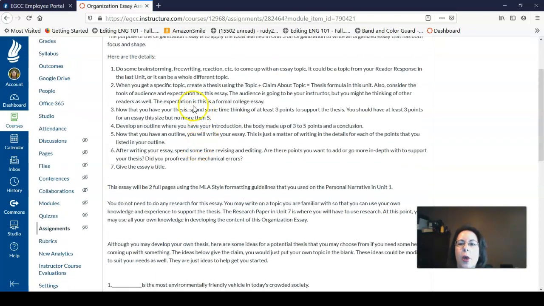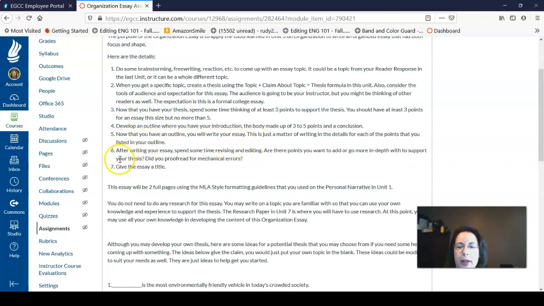Okay, so once you have done all of that, you've done your pre-writing, you've come up with a thesis, and then you're going to write out your outline. Again, this isn't going to be turned in, but it's usually pretty apparent who does or does not write an outline because it doesn't have that flow, that shape, and that focus, remember. Okay, so then once you have that, you are going to write your essay.